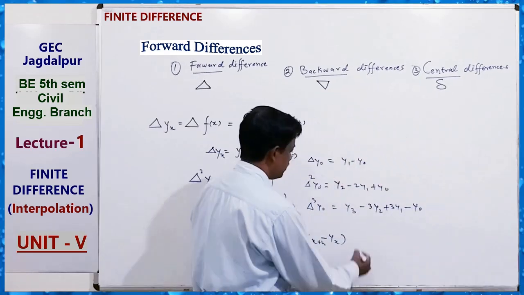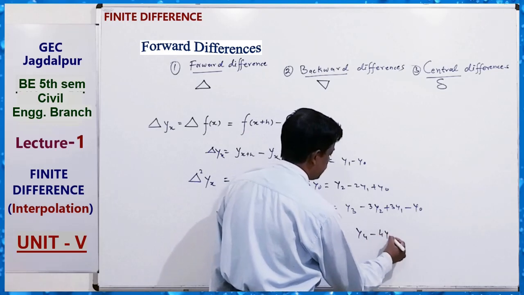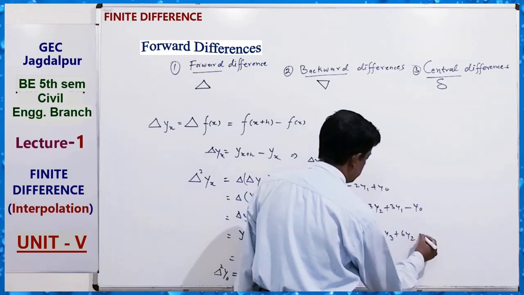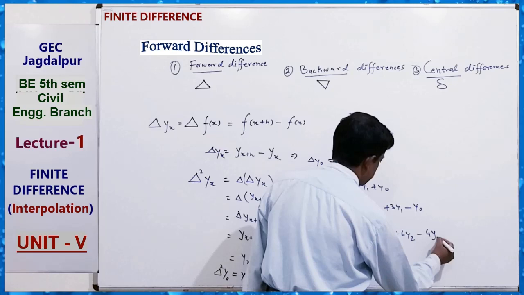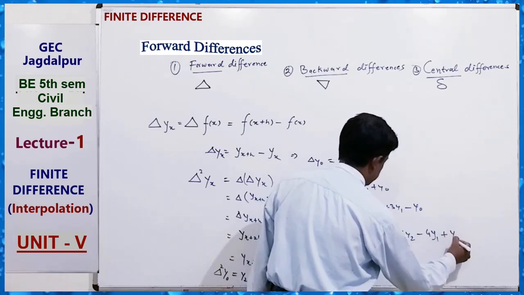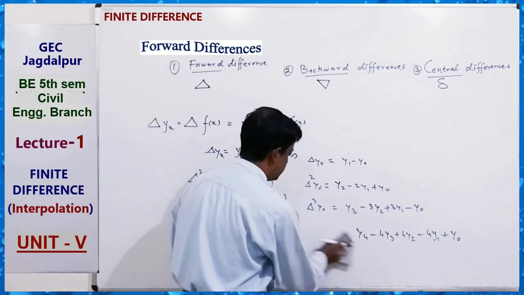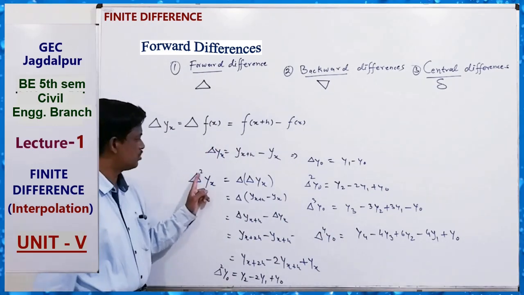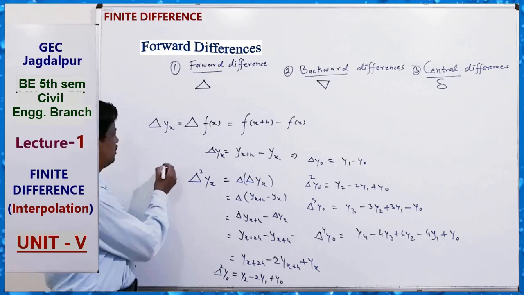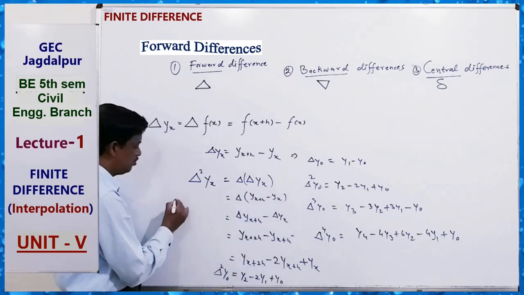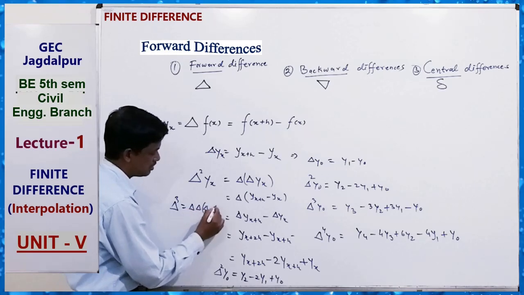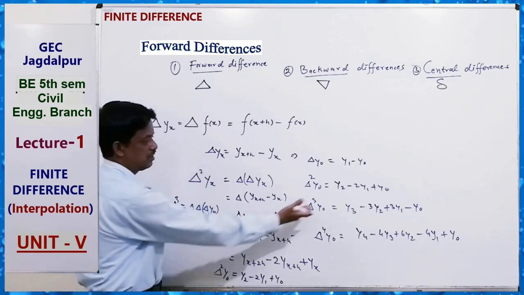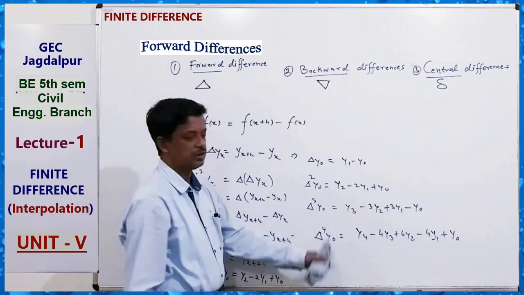Similarly, Δ⁴y0 equals y4 − 4y3 + 6y2 − 4y1 + y0. You can express it this way: Δ² means Δ into Δ, and Δ³ means Δ into Δ into Δ. First put in the value, then distribute and express, and you get this. Similarly, you can get the fourth order difference.